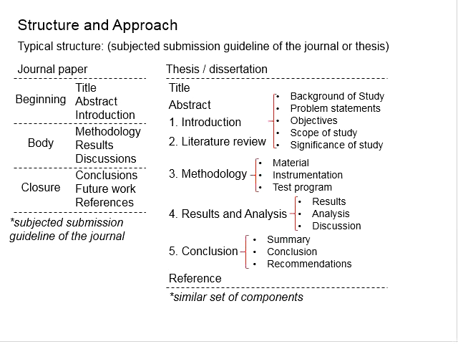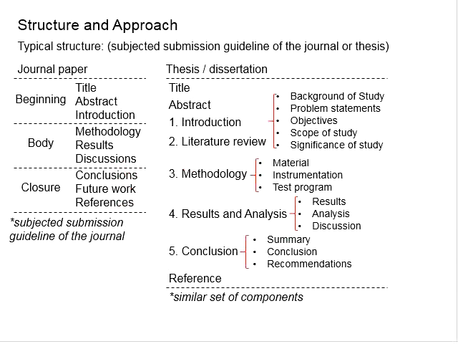Now let us look at these typical structures of a journal paper. It basically consists of three main parts, which are the beginning, the body, and the closure. There will be three main sections at the beginning. This includes the title, the abstract, and the introduction. As for the body part, there will be methodology, results, and discussions. As for the closure part, you will see the conclusions, the future works or recommendations, and references.